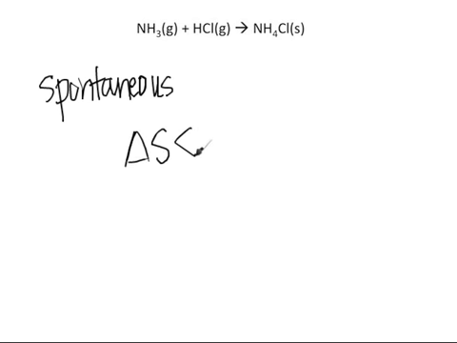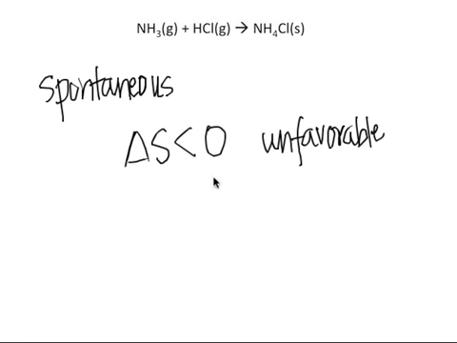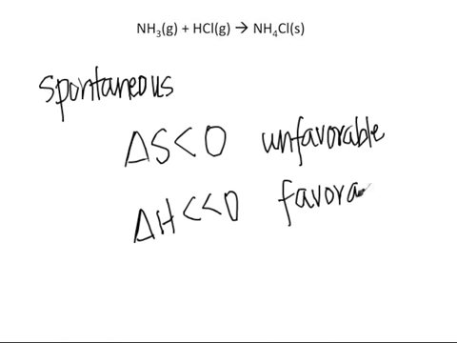So entropy is going to be less than 0 because we're going from something with a lot of disorder, gases, to something that is highly ordered, solids. So this is unfavorable. But the reaction is still spontaneous. That means that the delta H must be sufficiently less than 0 to make this reaction still favorable. So let's do some calculations.